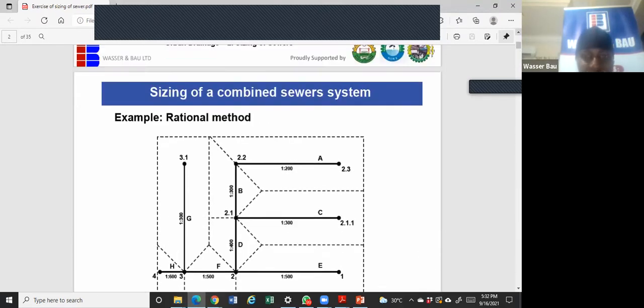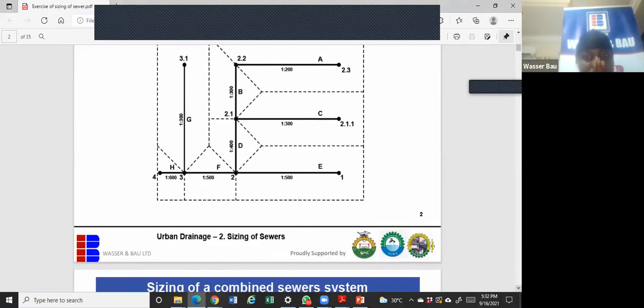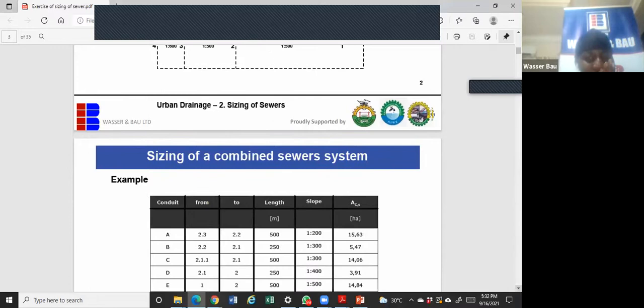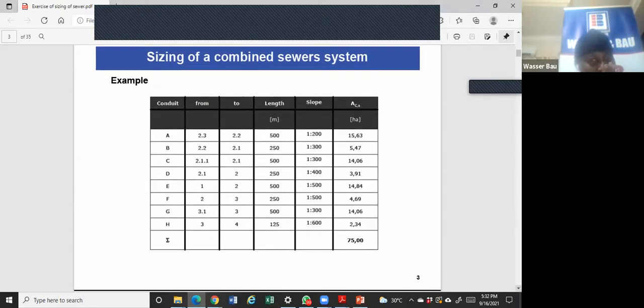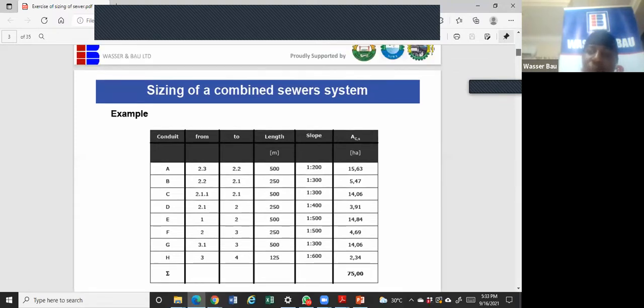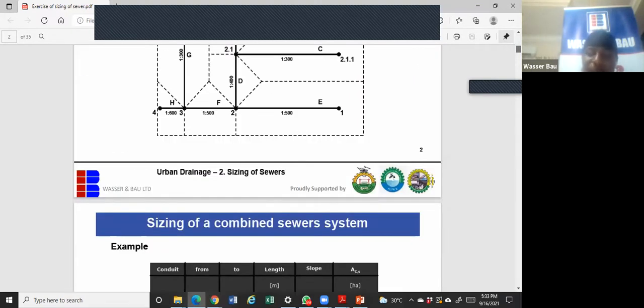When you are given this kind of work, the first thing you do is to call it out in a table in this form. The conduit name, the start, the end, the length, the slope, and the area that is bordering it, or that is being served.